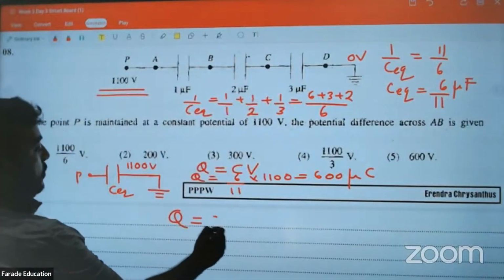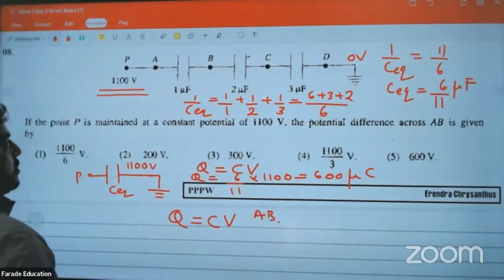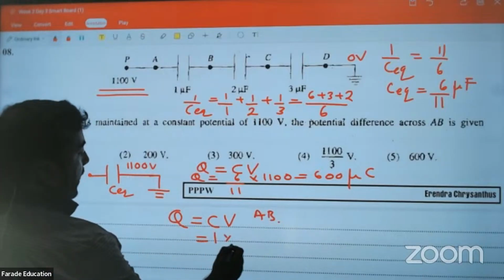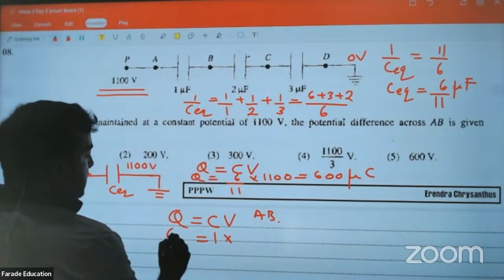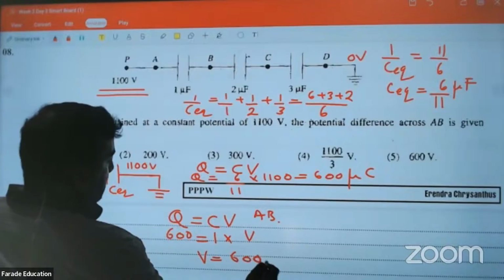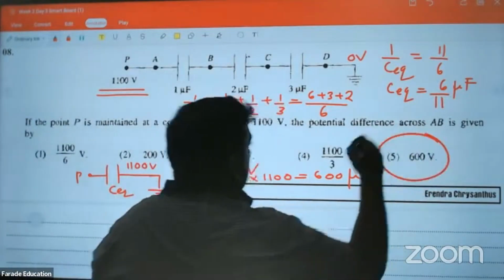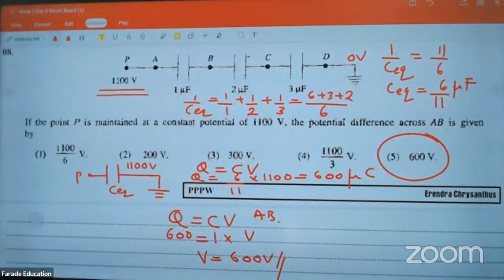Now apply Q equals CV across AB. Capacitance across AB is 1 microfarad. Charge is 600. Voltage V. V is equal to 600 volts. So 600 volts means correct answer is answer number 5. Write there a small sentence.